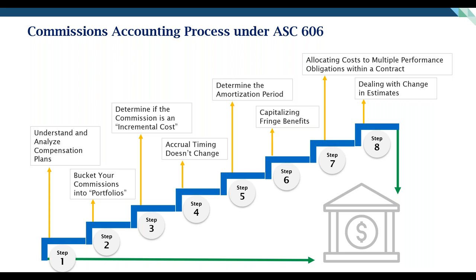The next step is understanding how you bucket your commissions into portfolios. So what is a portfolio? A portfolio is really finding similarities in plans. What we find in practice is you may have 100 different plans, but in reality, you really have 10 plans that are targeted towards a specific product or a specific service. Even though the percentages may be different, the methodology of commissions for this product is very similar. So then you're allowed to bucket it into that portfolio. That's the second step.